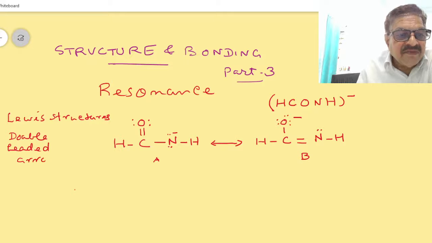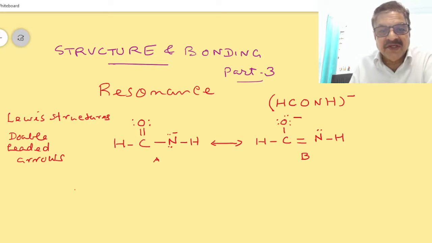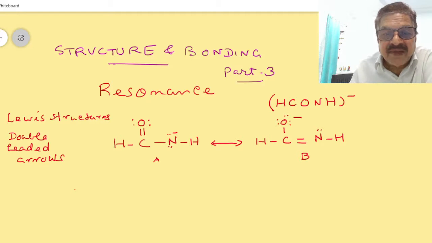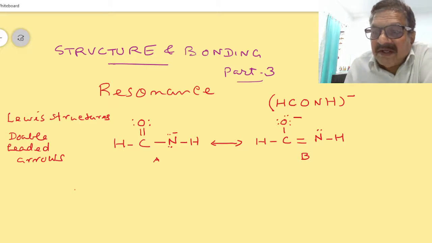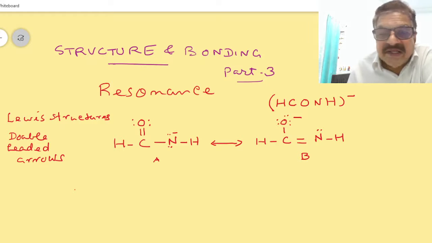There are different kinds of arrows used in organic chemistry. Here, to separate two resonance structures, we use a double-headed arrow. This is the double-headed arrow, with two heads. This is the way we represent resonance structures.